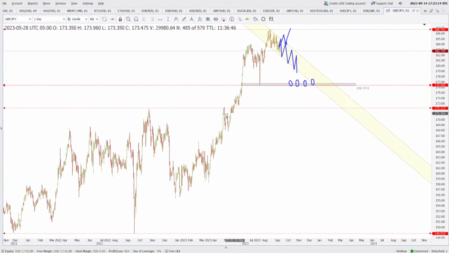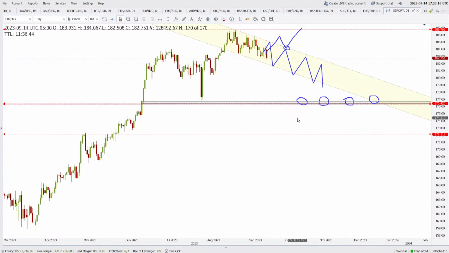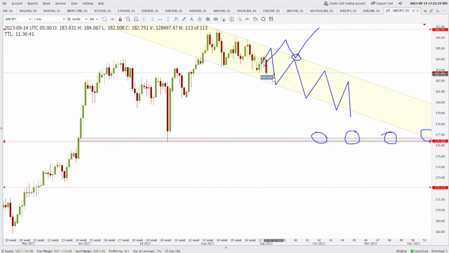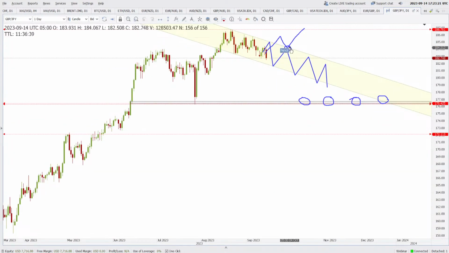GBP JPY, last thing of the day. Somebody was asking me that they want to buy this market. I told you that don't buy this market at the current levels. Buy this market only when the price breaks above this falling channel. Then only look for a buying opportunity. Otherwise, there is no point in trying to catch a falling knife. Just stay away from this market, guys.